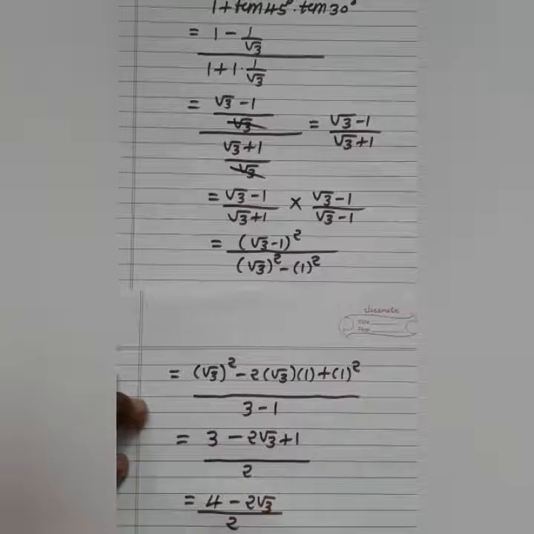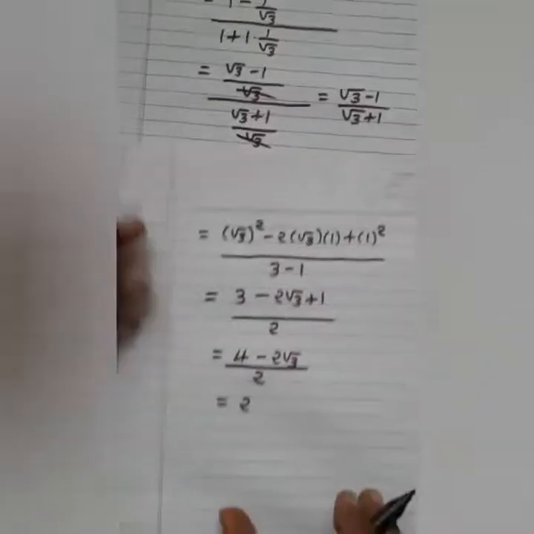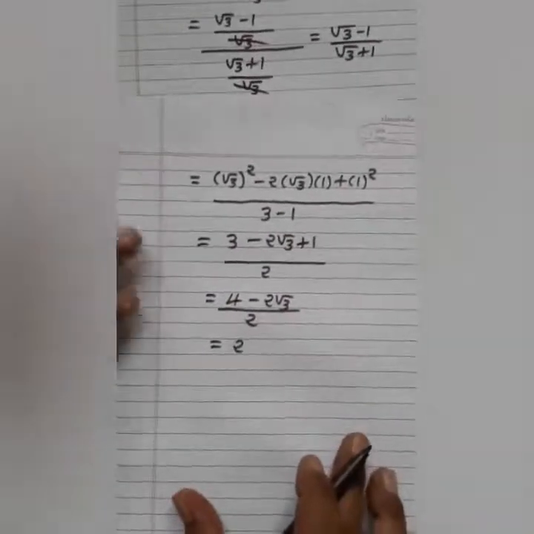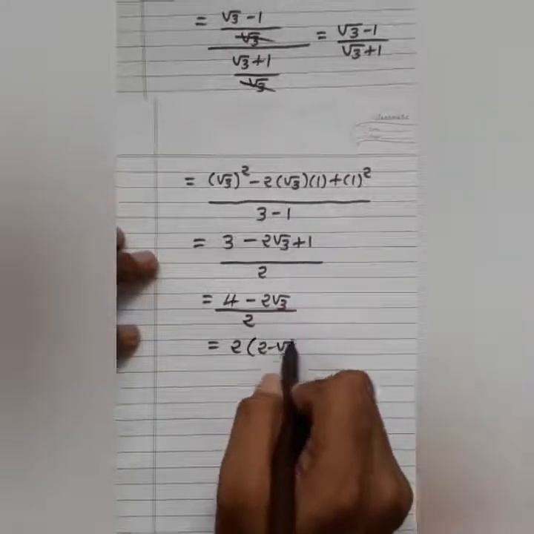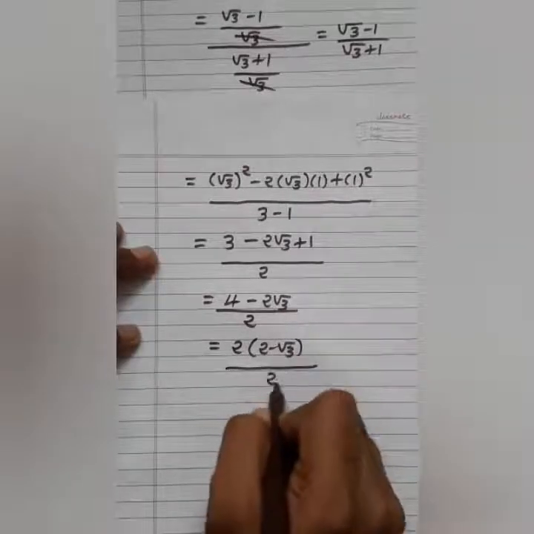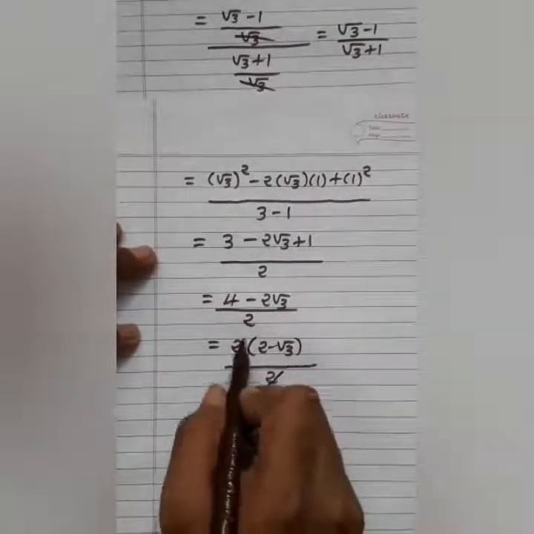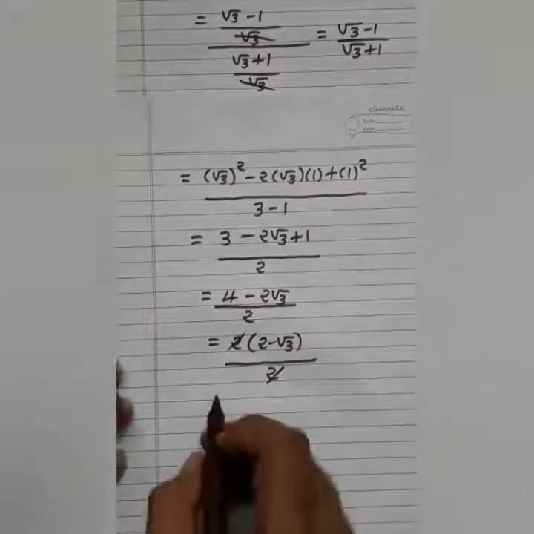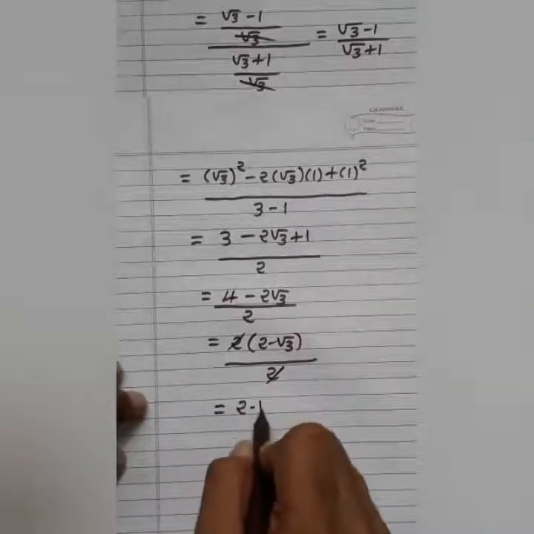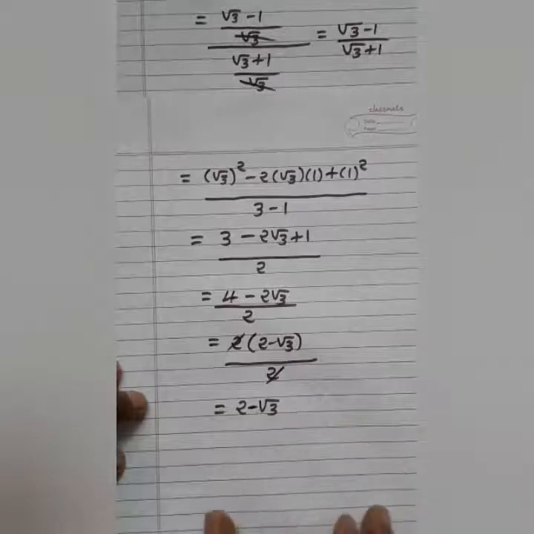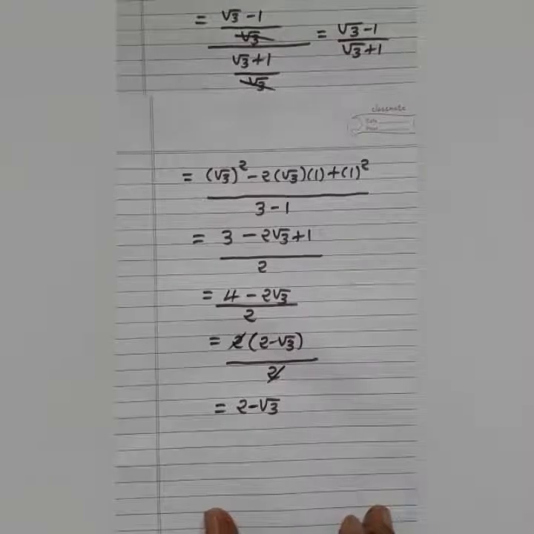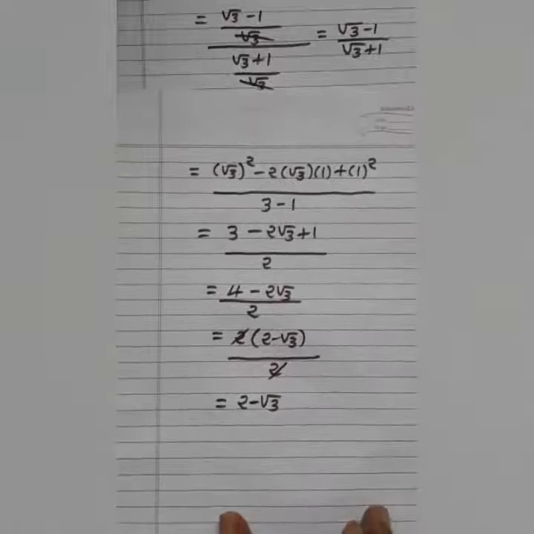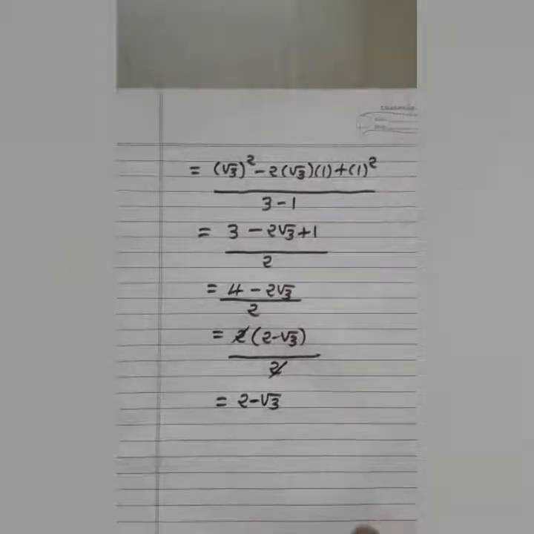Now we can take 2 common in the numerator term, so the remaining term is (2 minus root 3) upon 2. Now the 2s cancel out, so our final answer is 2 minus root 3. So here we get the value of tan 15 degree is equal to 2 minus root 3. Next question.